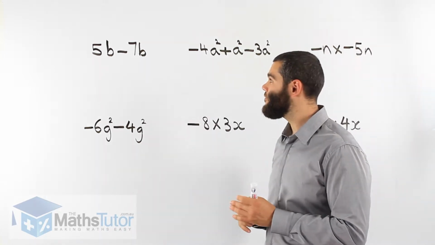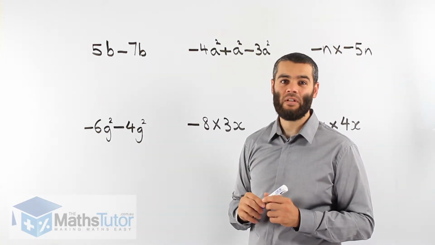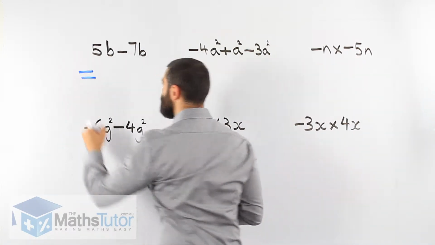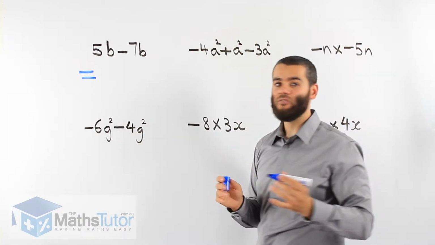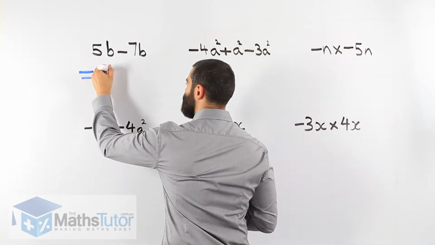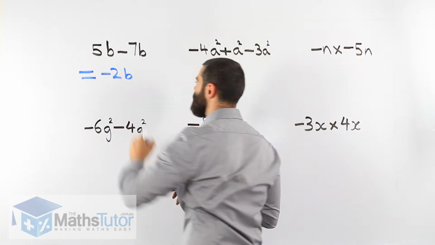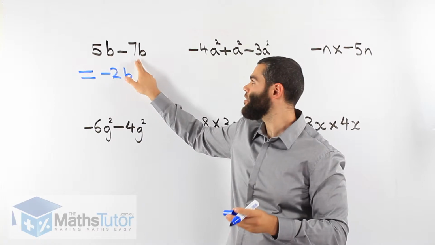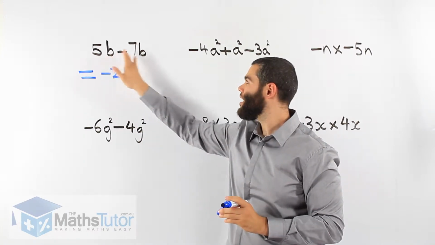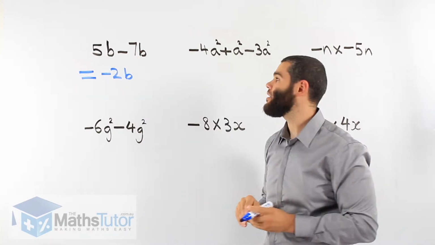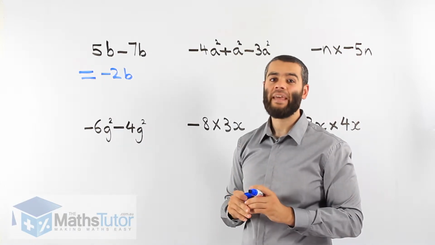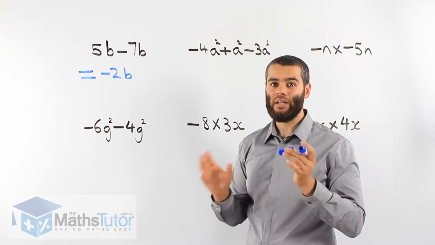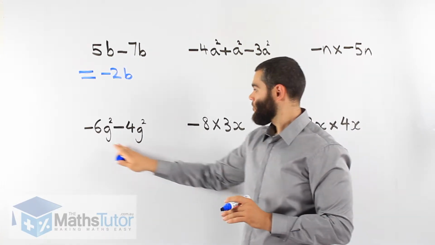Here we have 5b take away 7b. Well, we know that 5 take away 7 is going to be negative 2. Negative 2b. 5b take away 7b. They are like terms. Yes, they are. We have a b here and a b there. That means we can take them away. 5 take away 7, negative 2b. Very simple, nothing different except that we're now using negatives.